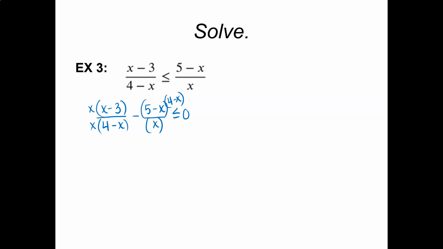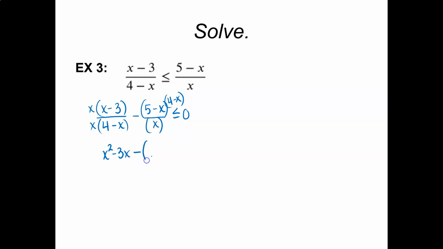You can, but there's nothing that matches it on top. And for these, even if they did match, they can't cancel, because we can't cancel anything out. Even if we have a 4 minus x and a 4 minus x, we can't cancel them out. So you're not at an advantage to do that here.